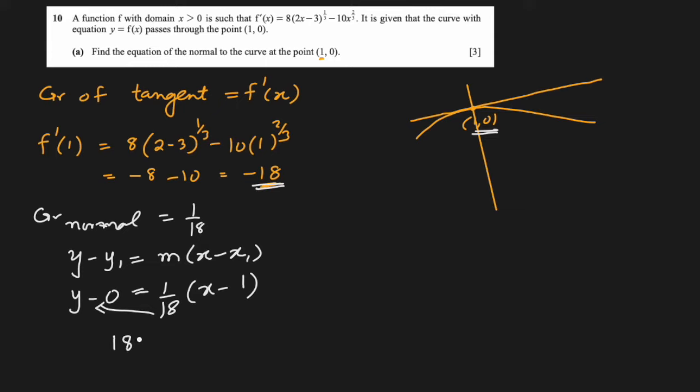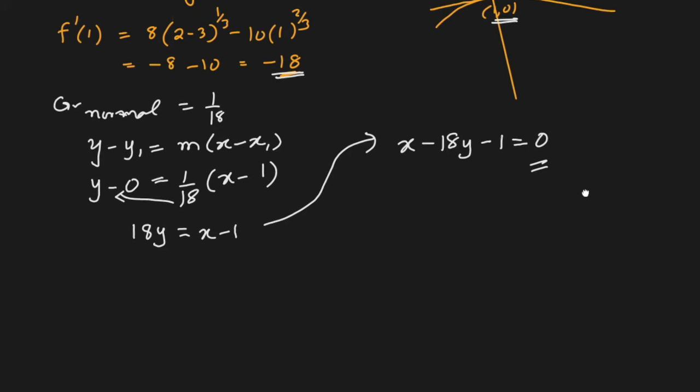This becomes the equation. To simplify this, 18 will multiply here. 18y equals x minus 1, the 0 can be ignored. Or we can write it in this format also: x minus 18y minus 1 equal to 0. This is the equation of the normal. Format they did not specify, so this is okay.